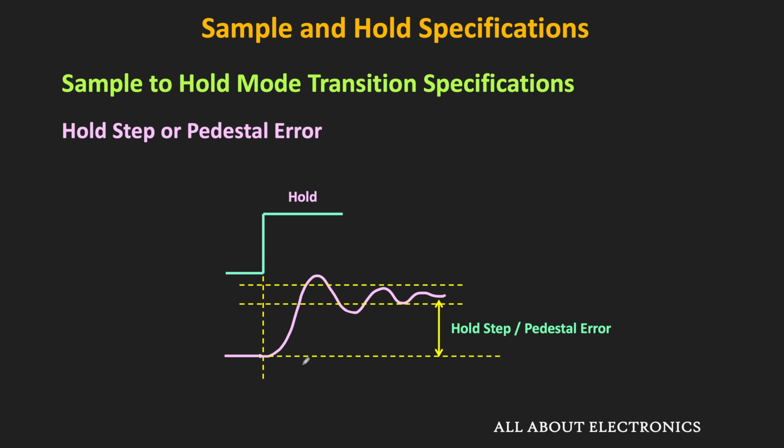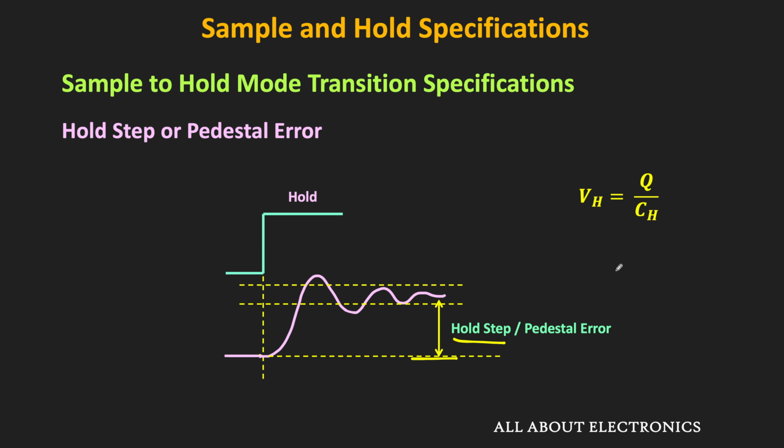So for example, in this case, ideally, once the hold command is given, this hold capacitor should reach this voltage. But here, because of the charge injection during the switching, we are getting this additional voltage. So this voltage is known as the hold step. This hold step voltage can be given as Q divided by CH, where Q is the amount of charge injected into the hold capacitor and CH is the value of this hold capacitor.